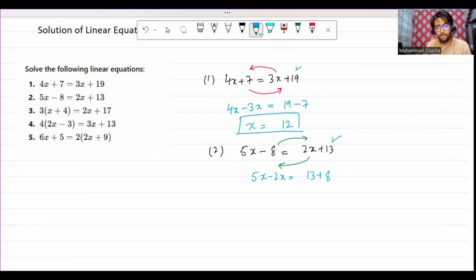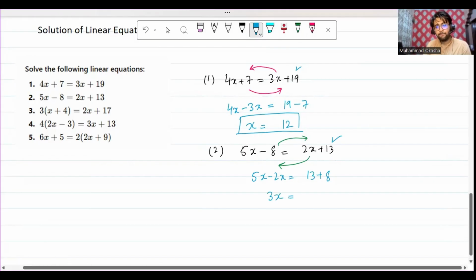And that is going to give me 5x minus 2x is 3x. 13 plus 8 is going to be 21. x is going to be 21 over 3. 3 times 7 is 21. So I'm going to get x equals 7.